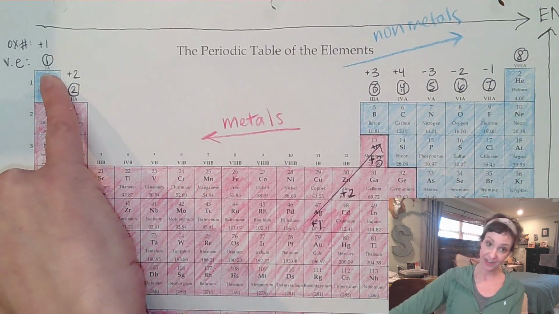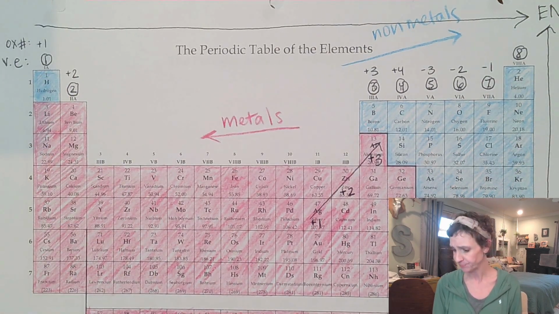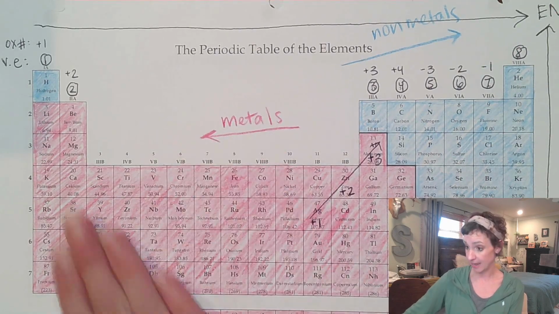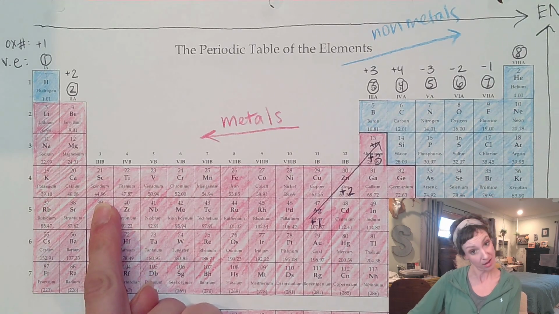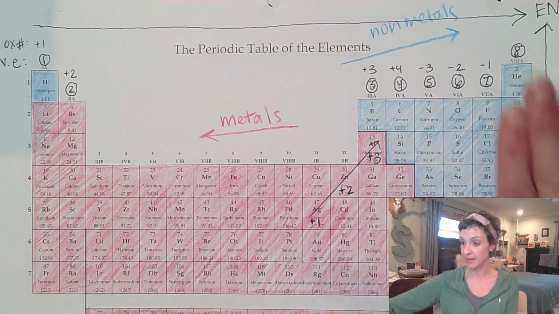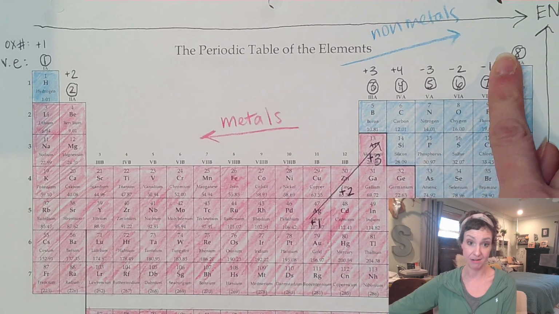And hydrogen over there, do not forget about him. He is also a nonmetal. He's just being really sneaky, really funny. So we're coloring this red and reminding ourselves that everything to the left of the staircase is a metal. And we're coloring my nonmetals blue and reminding ourselves that everything to the right of the staircase is a nonmetal.